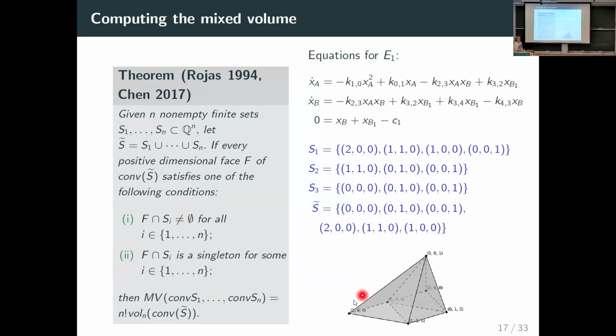If I look at this face right here, it's a little bit small for you guys, but it's (0,0,2), (2,0,0), (1,1,0). And I can just check that I intersect each of these. For S1, I intersect at the (2,0,0). For S2, I intersect at the (0,0,1), and same with S3. So in fact, for this family of Edelstein networks, this always happens. And so we can use this to compute the mixed volume by basically computing the volume of that convex hull.